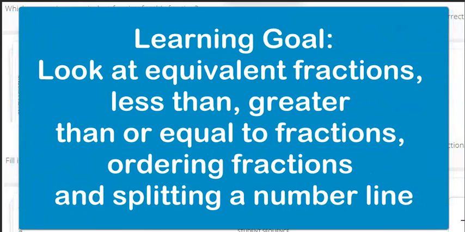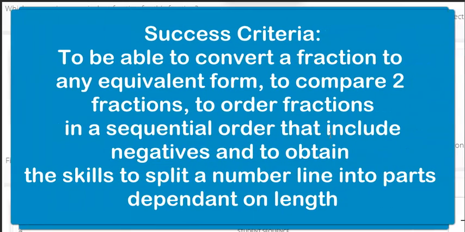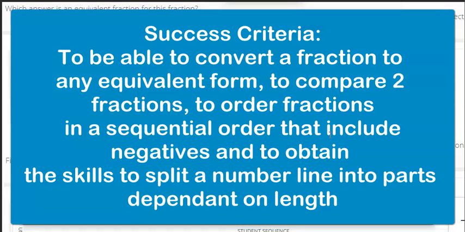The learning goal for this topic is to look at equivalent fractions, greater or less than or equal to fractions, ordering fractions, and splitting a number line. The success criteria is to be able to convert a fraction to any equivalent form, to compare two fractions, to order fractions in a sequential order that include negatives, and to also obtain the skills to split a number line into parts dependent on the length.